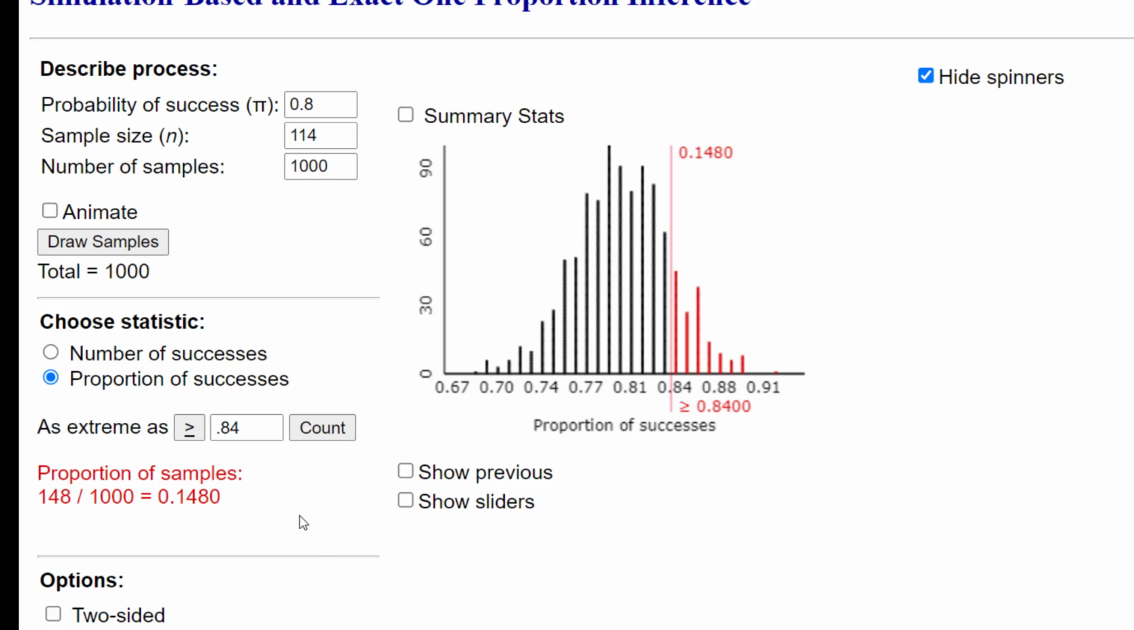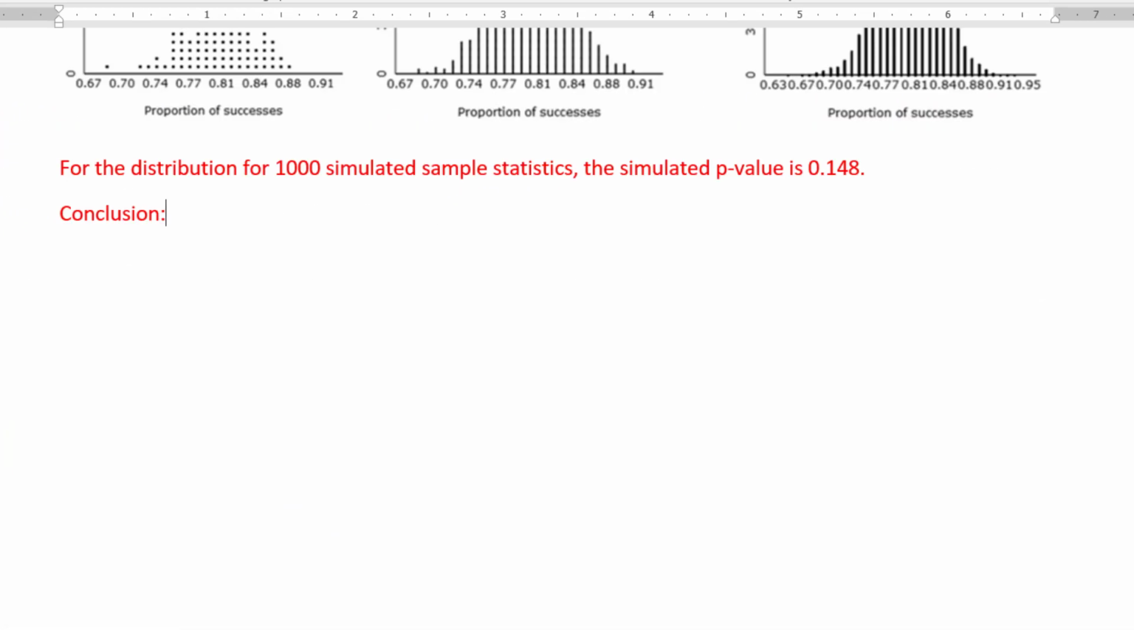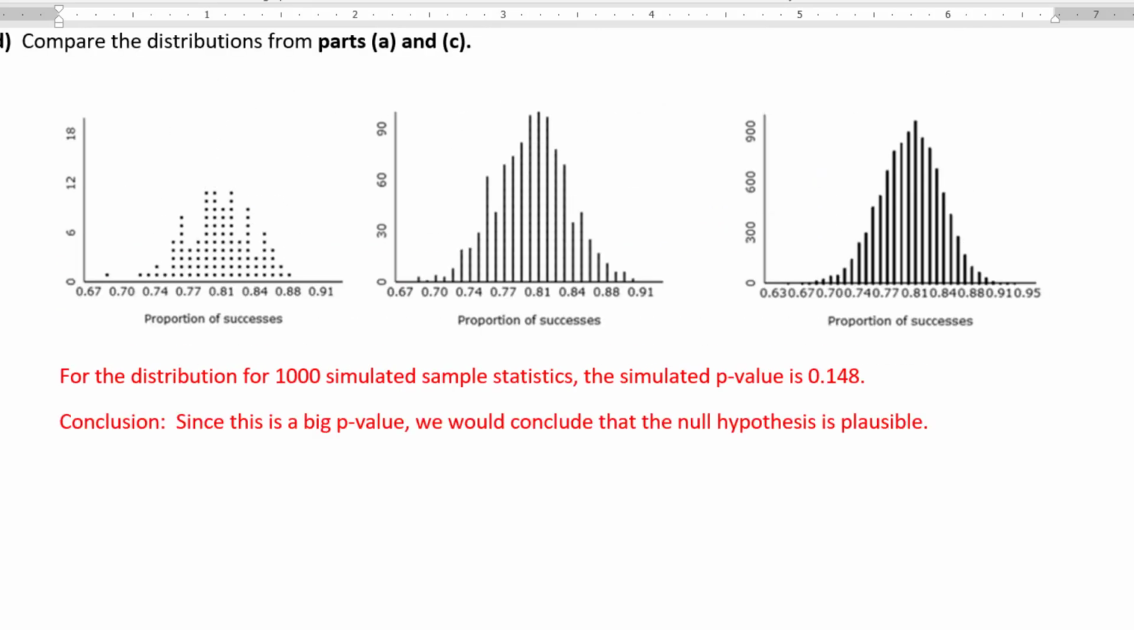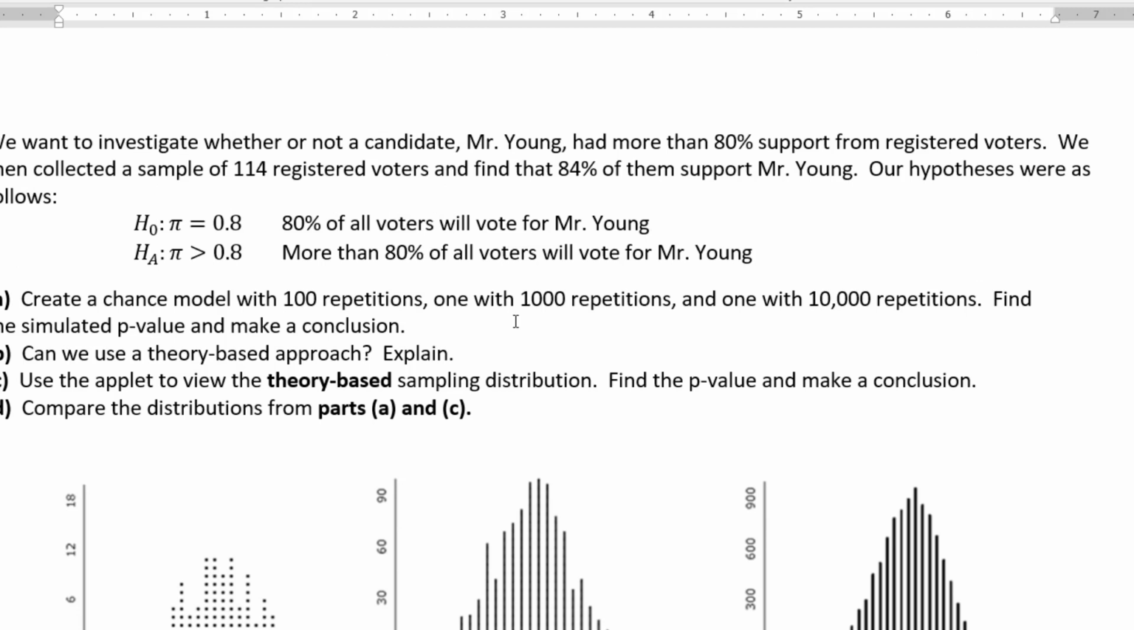If you did this same simulation on your computer, you would get a similar p-value, but slightly different, because you'd have a slightly different simulation. Since this is a big p-value, our conclusion would be that the null hypothesis is plausible. In context, this would mean that it's plausible that 80% of all voters will vote for Mr. Young. Part B asks us if we can use a theory-based approach.